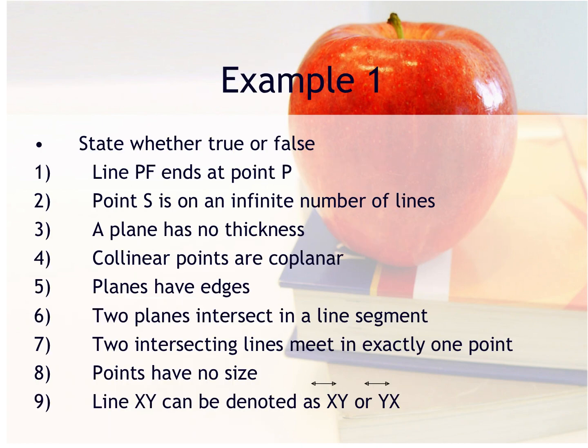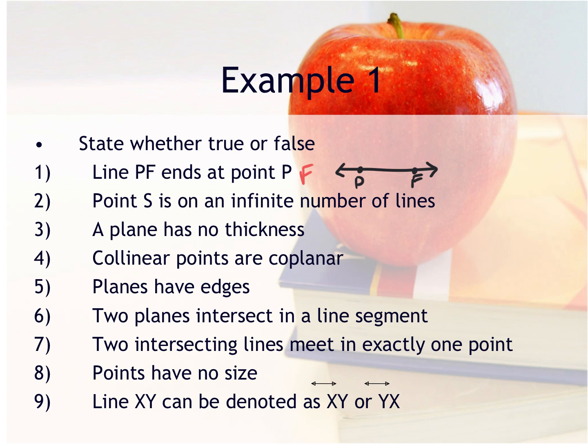All right, looking at these examples, it says state whether true or false. Line PF ends at point P. Is that true? That's incorrect, because it's telling us it's a line, and we should know lines go on forever. So this is false.